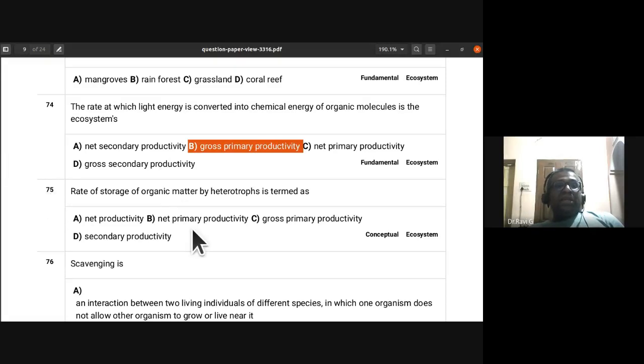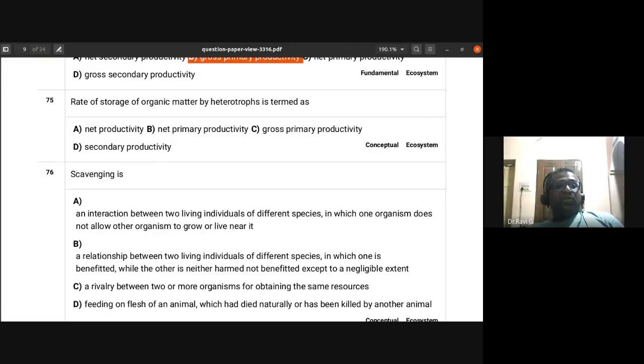So gross primary productivity. The rate of storage of organic matter by heterotrophs is termed as net productivity, net primary productivity, gross primary productivity, or secondary productivity? So the 75th one, the right answer is secondary productivity.